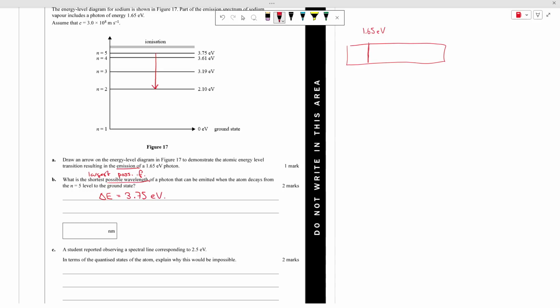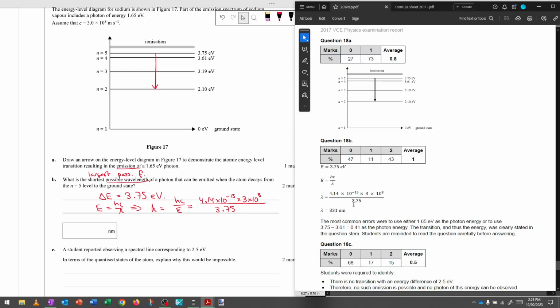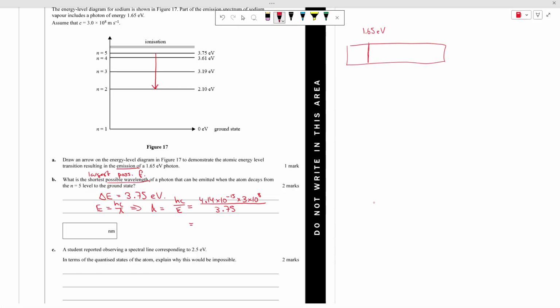Now we're going to convert that to a wavelength. So the formula is E equals hc on lambda. And so lambda equals hc on E. Because we're dealing with electron volts, h is the electron volts version. So 4.14 times 10 to the negative 15 times the speed of light divided by that energy change, which was 3.75 electron volts. And I'm going to jump straight to the answer here. 331 nanometers. So your calculator will probably spit out 3.31 times 10 to the negative 7.